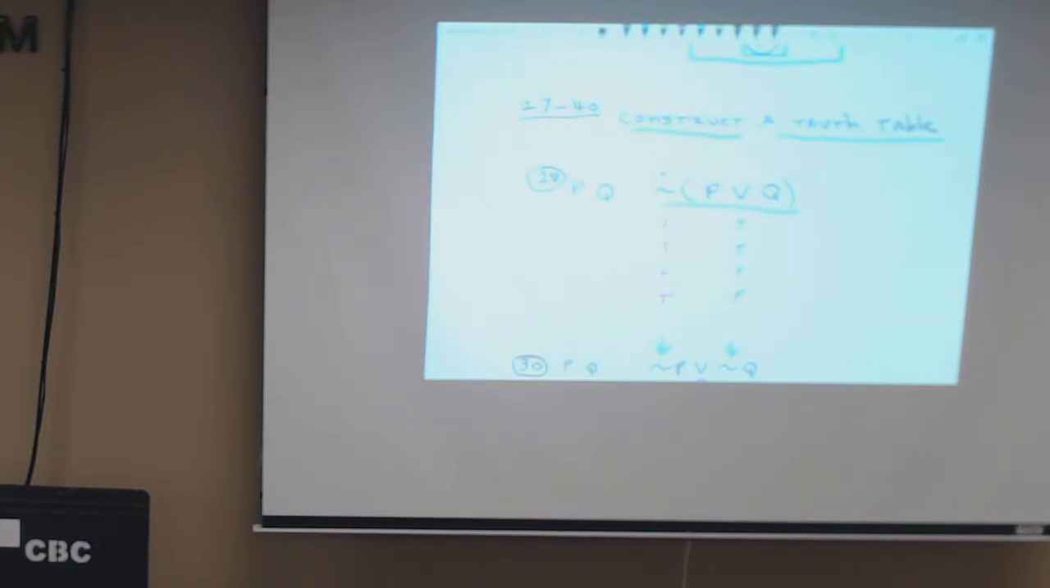Out in front of 28, you put P and Q. And what are the truth values? True and true. True and false. False and true. False and false. Everybody follow that? This is how you construct a truth table.